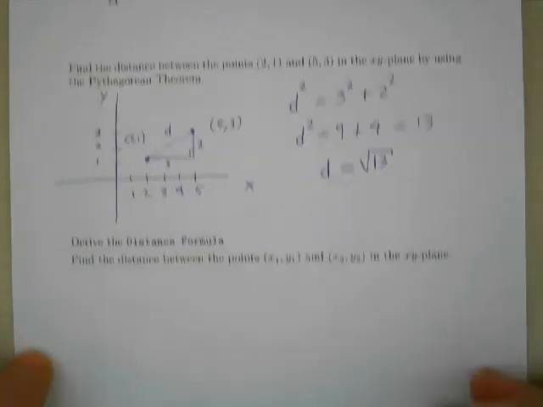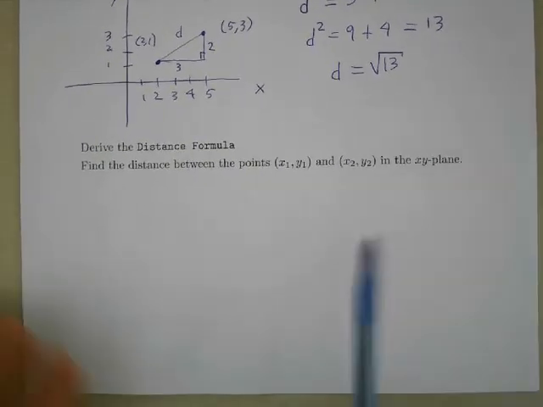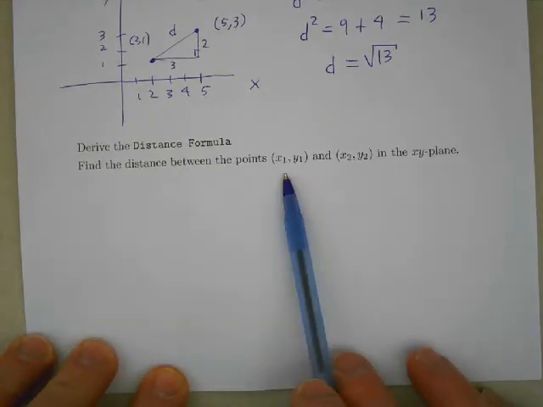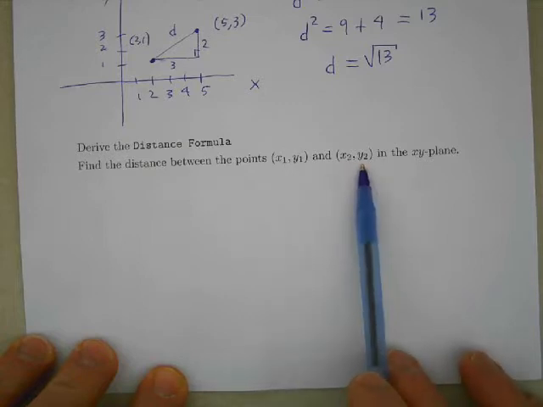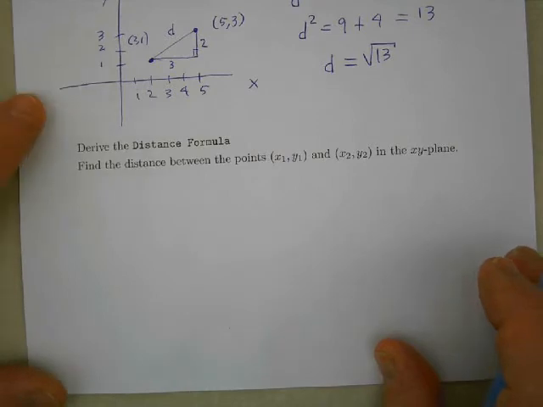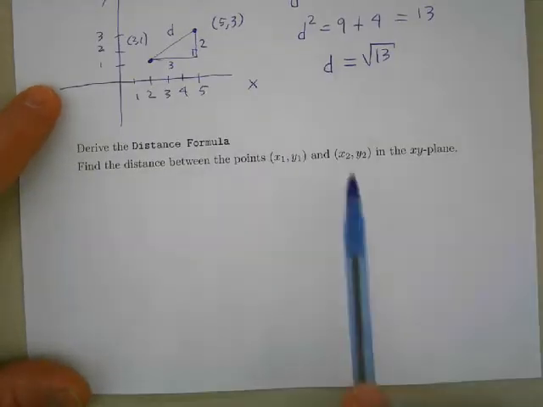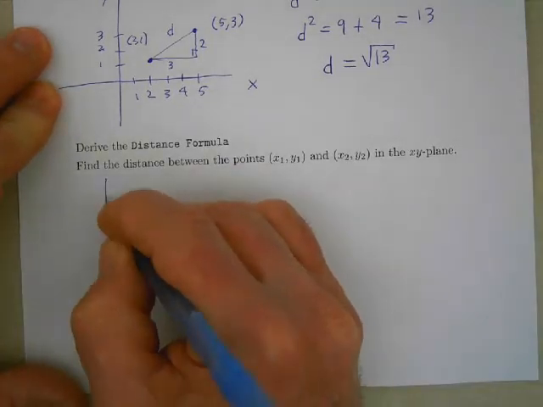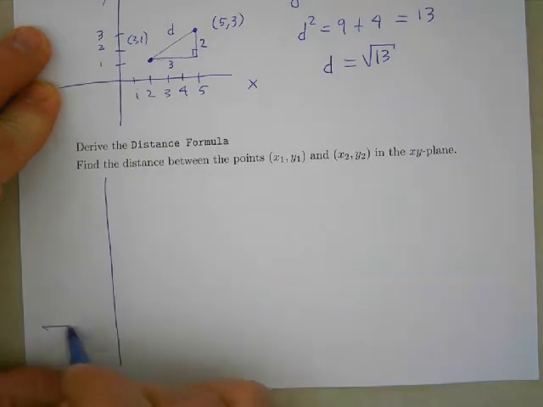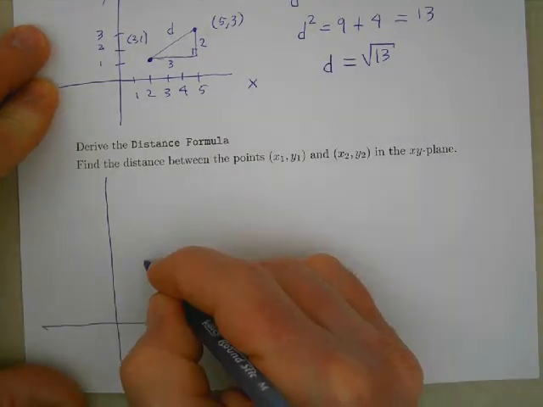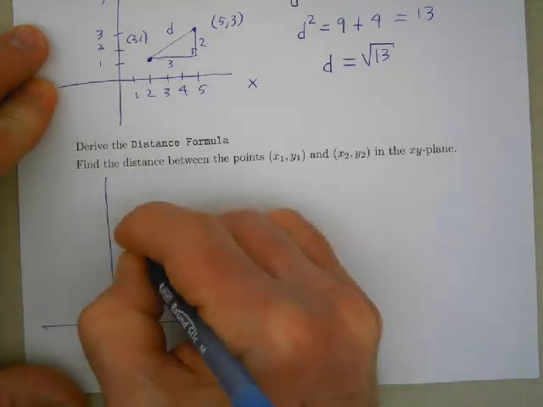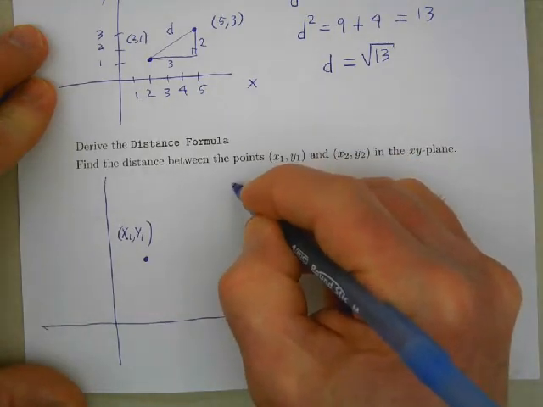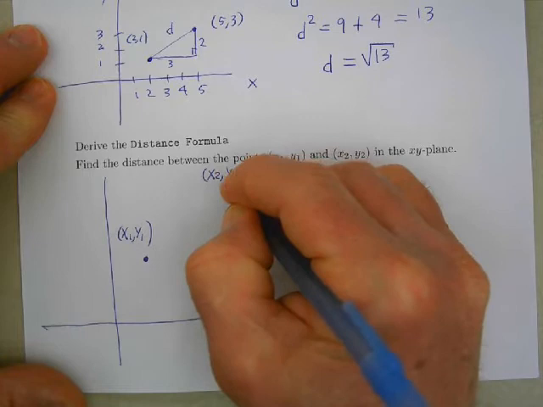Okay, using the same idea, we'll derive a distance formula. So if we have any 2 points in the xy plane, we'll call them (x1, y1) and (x2, y2), and we'll apply the Pythagorean theorem to derive this distance formula. We'll just use a sketch to represent what we're trying to do. So I'll pick one point and label it (x1, y1), and another point, I'll label that (x2, y2).